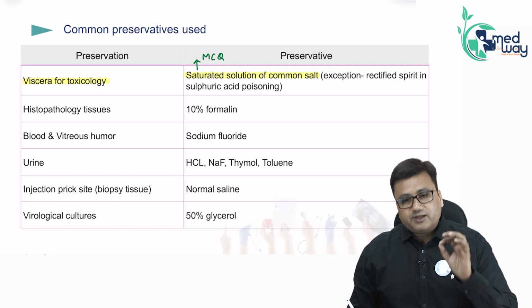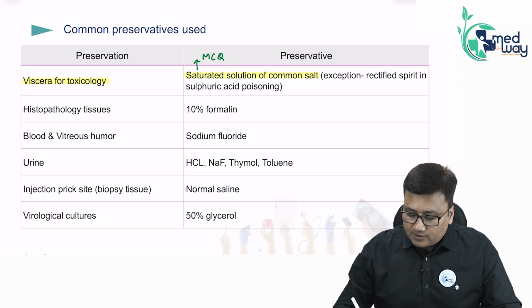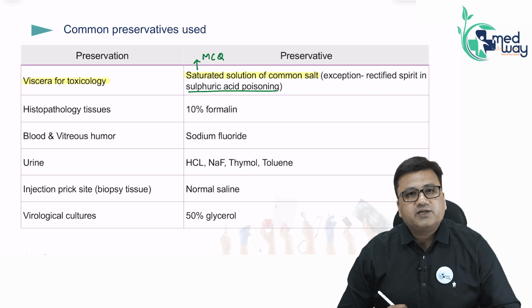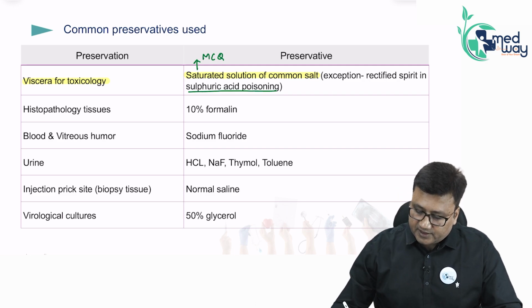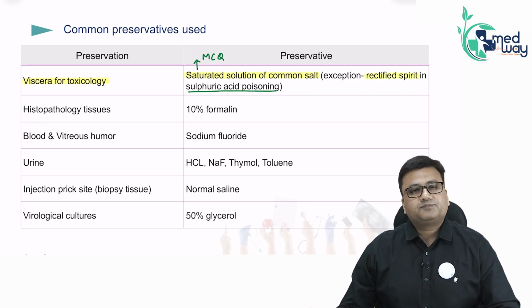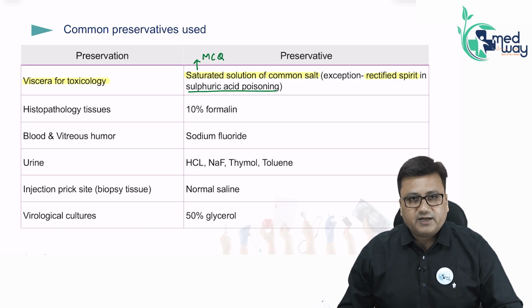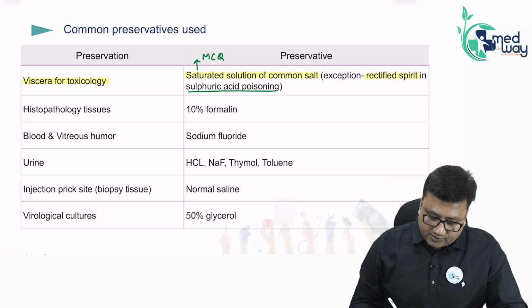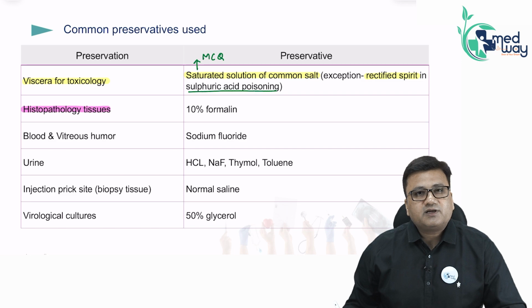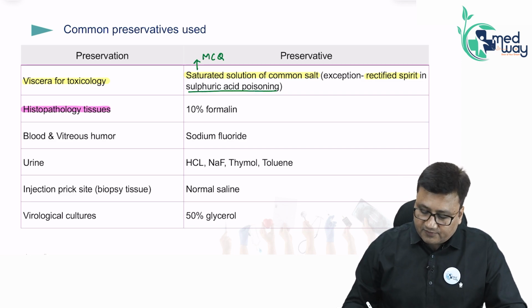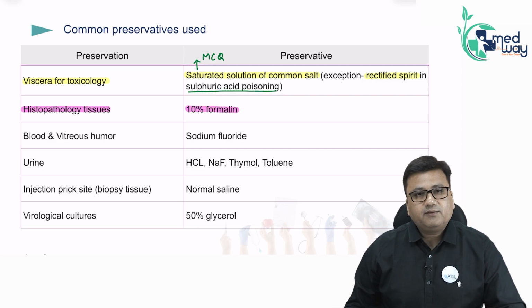But there is an exception. The exception is in cases of sulfuric acid poisoning, the preservative is rectified spirit. Okay, the preservative is rectified spirit. In cases of histopathological tissues being preserved in the autopsy, the preservative now is 10% formalin.